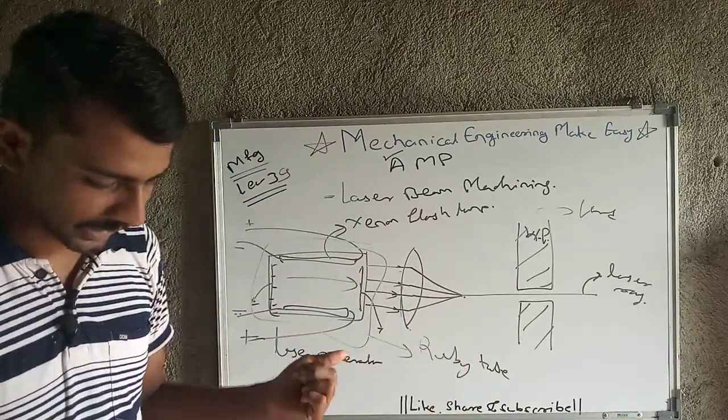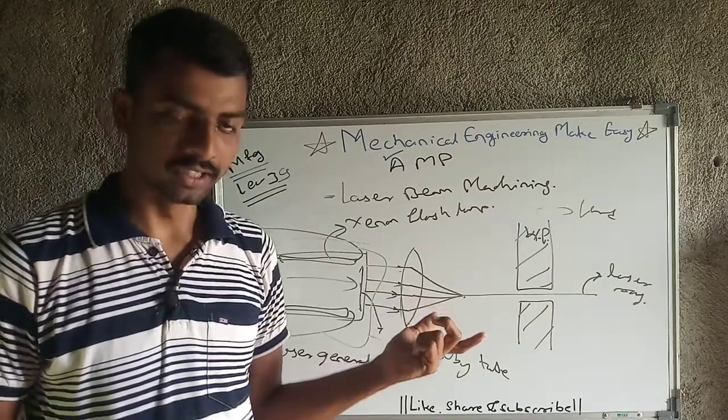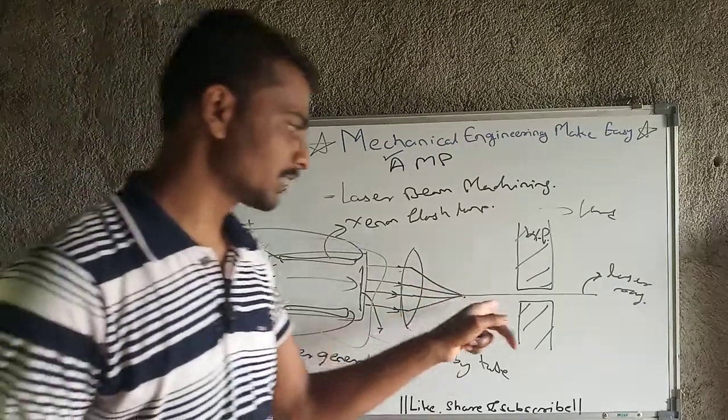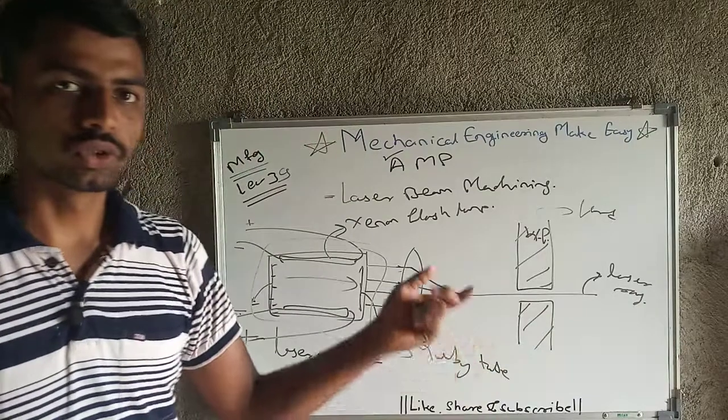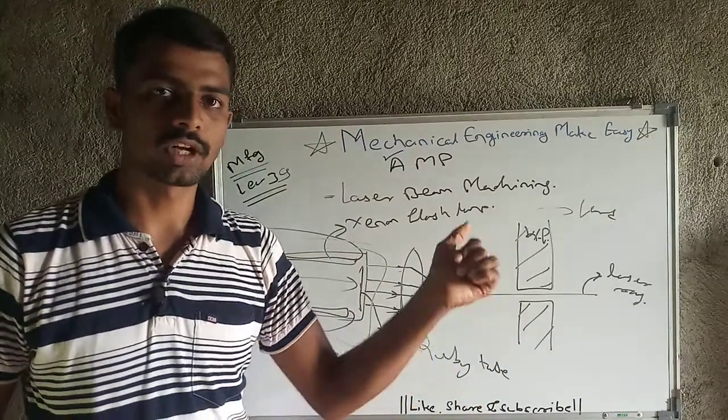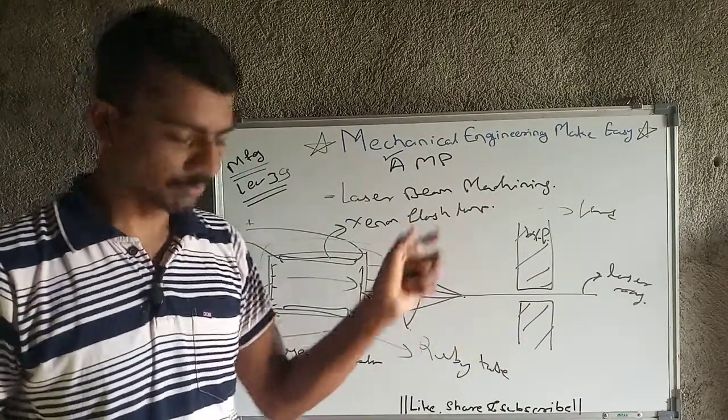Then next is blind holes cannot be generated. Blind holes cannot be generated as laser is going to pass directly, so we can't generate blind holes. That is one of the very major disadvantage of laser beam machining.